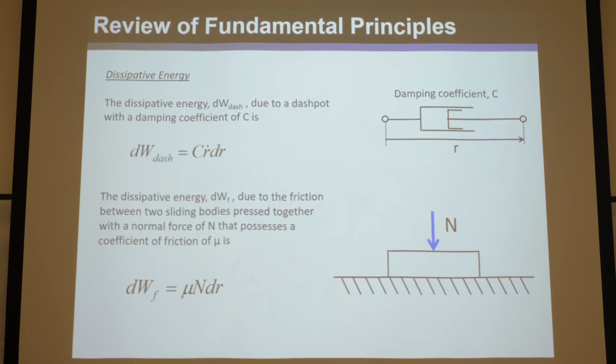Okay, dissipative energy. So we've talked about kinetic energy, the energy of motion. We've talked about potential energy, stored up energy waiting to be released. And now there's dissipative energy, which is the energy that is dissipated from a body through heat, essentially, okay?